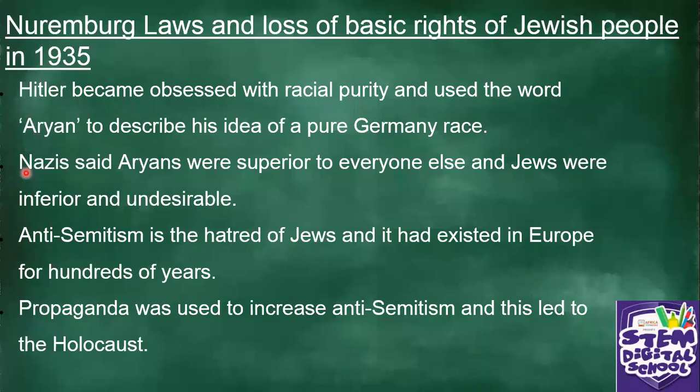Nazis said Aryans were superior to everyone else, and Jews were inferior and undesirable. So the Nazis hated the Jews, the Jewish people. They didn't like them. So they were saying, you are undesirable. You are smaller than the pure German race, the Aryans. Okay.